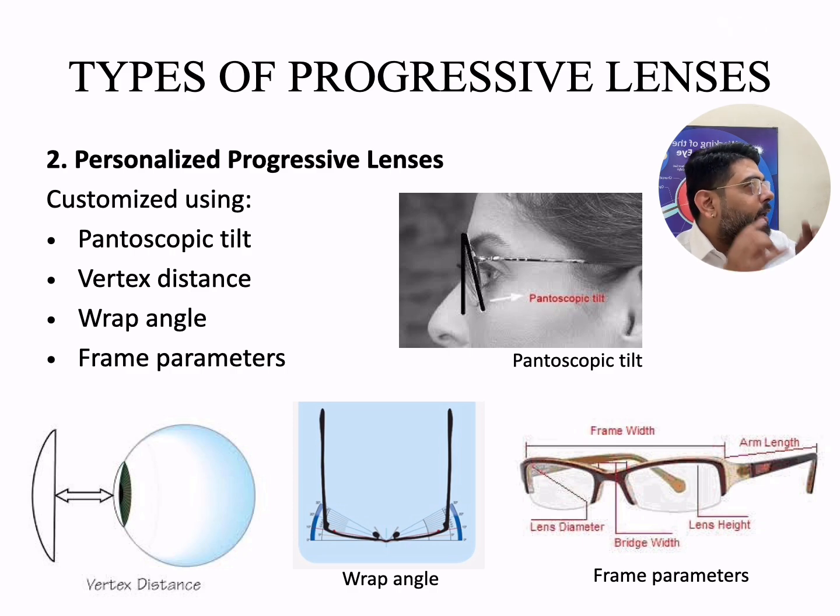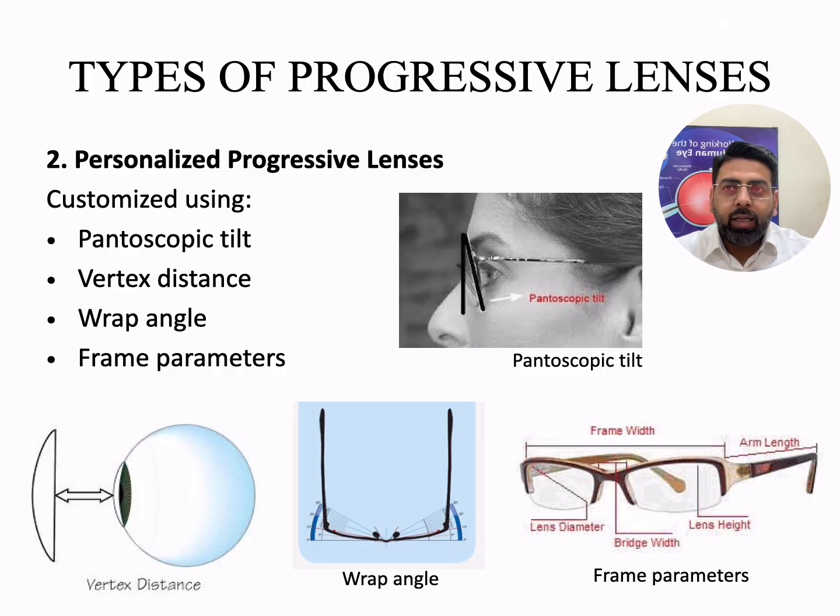When we tilt our head, this is the angle from the back surface of the lens to the anterior surface of the cornea, and if we give some angle on this area, that is called the pantoscopic tilt. What is the vertex distance? Vertex distance is basically the distance from the back surface of the lens to the anterior surface of the cornea.